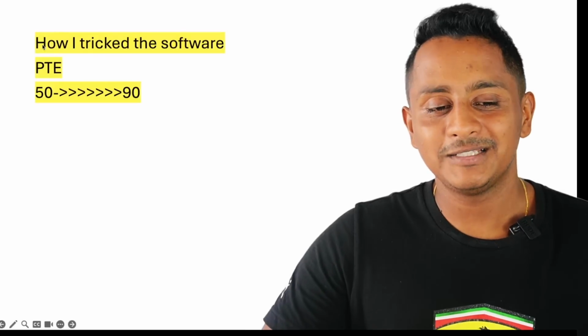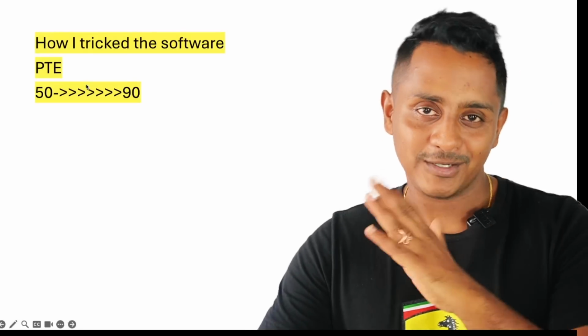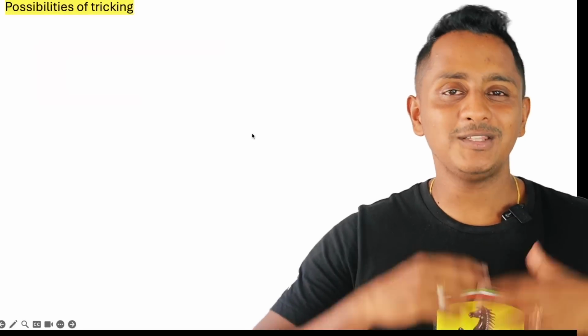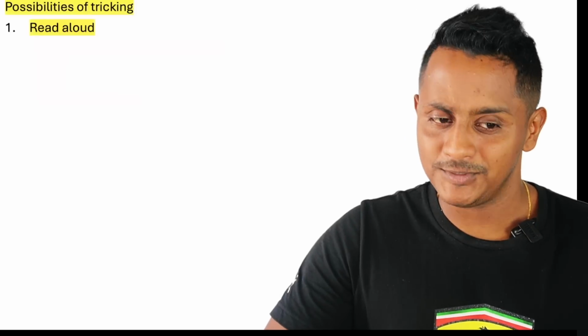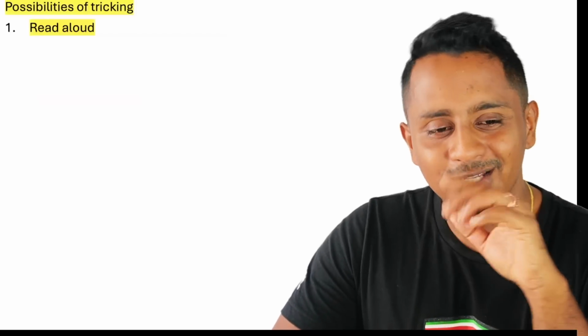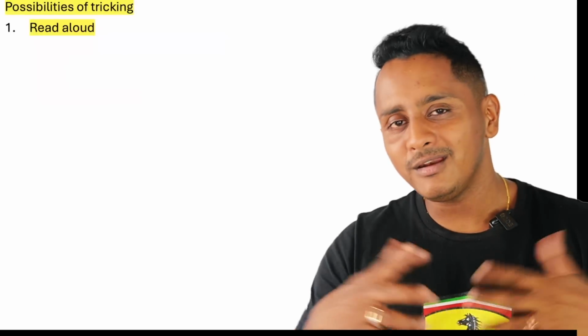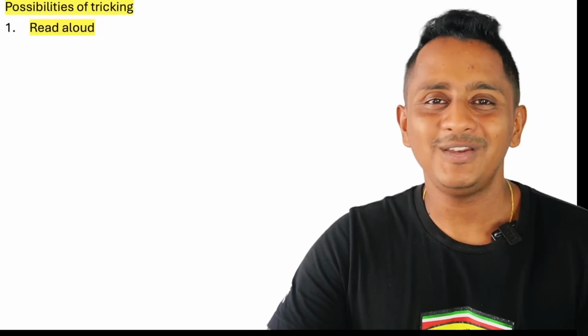Let me just share my screen, how I tricked the software, the PTE software, from a mere 50 and got that 90. Well, first thing first, what is the possibility of tricking? For which of the modules you can actually do this tricking? Read aloud. Can I? Yes. You need to have a good reading skill. If you don't know English at all, then nothing is possible. You need to have some basic English.